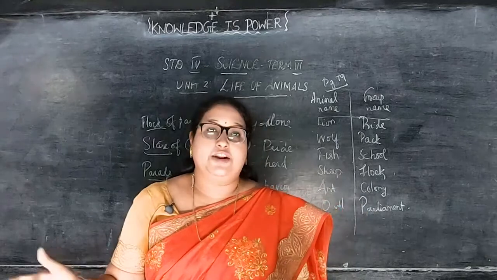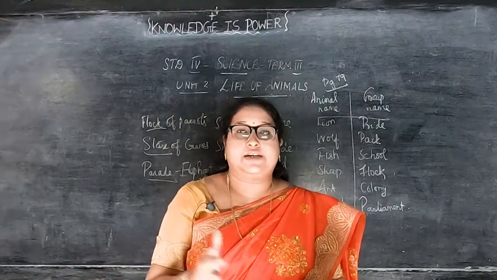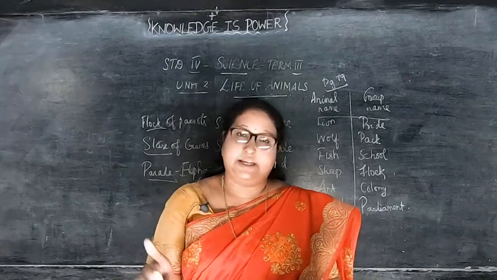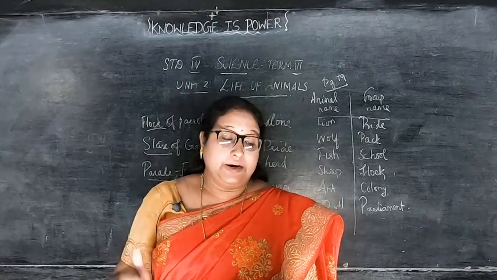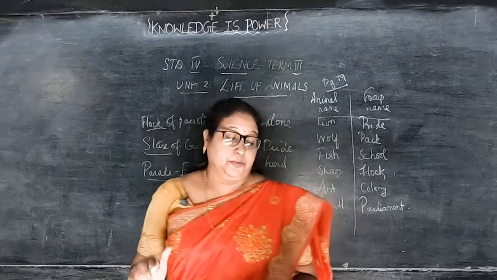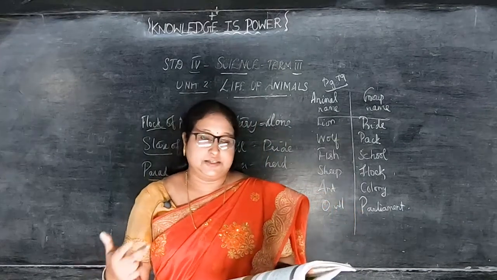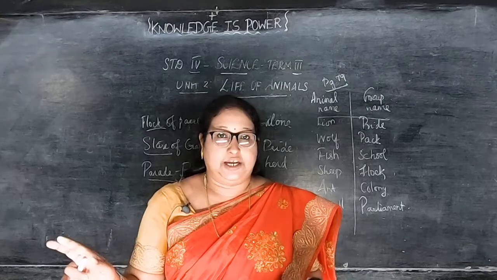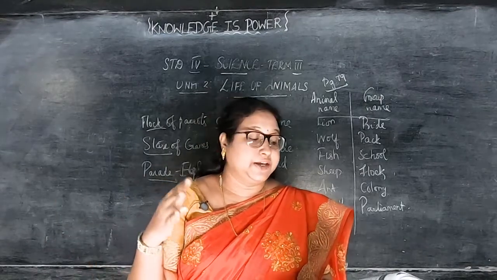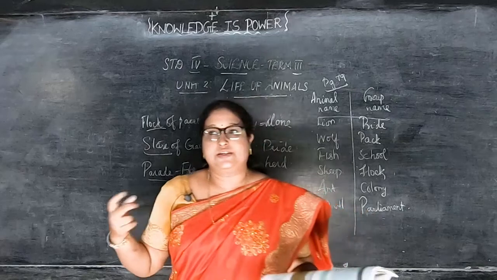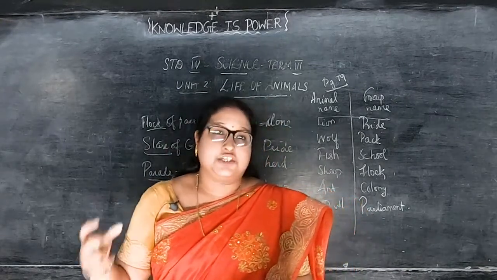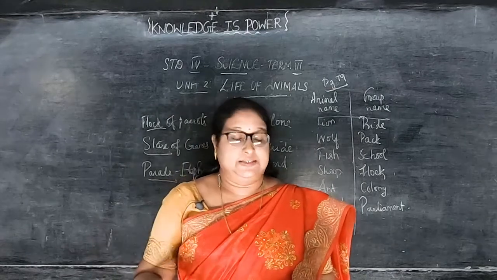Then division of labor, that is separating each and every work. Labor means work. So separating them for each and every work, that is honeybees. They collect nectar, build comb and clean the hive also. Then energy conservation. Birds fly in the V shape. When they fly in the V shape, they reduce the wind resistance. So birds fly in V shape to reduce the wind resistance.